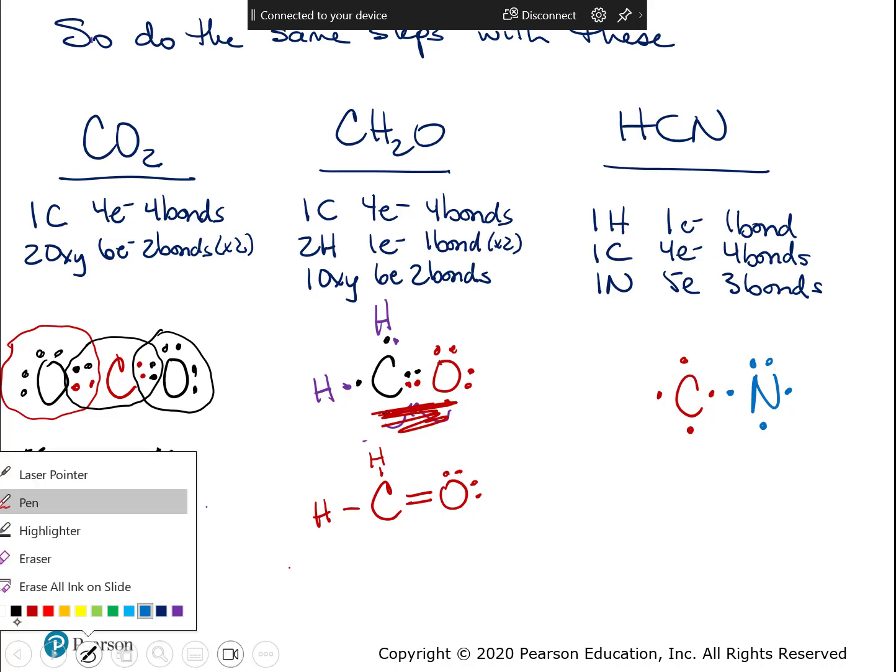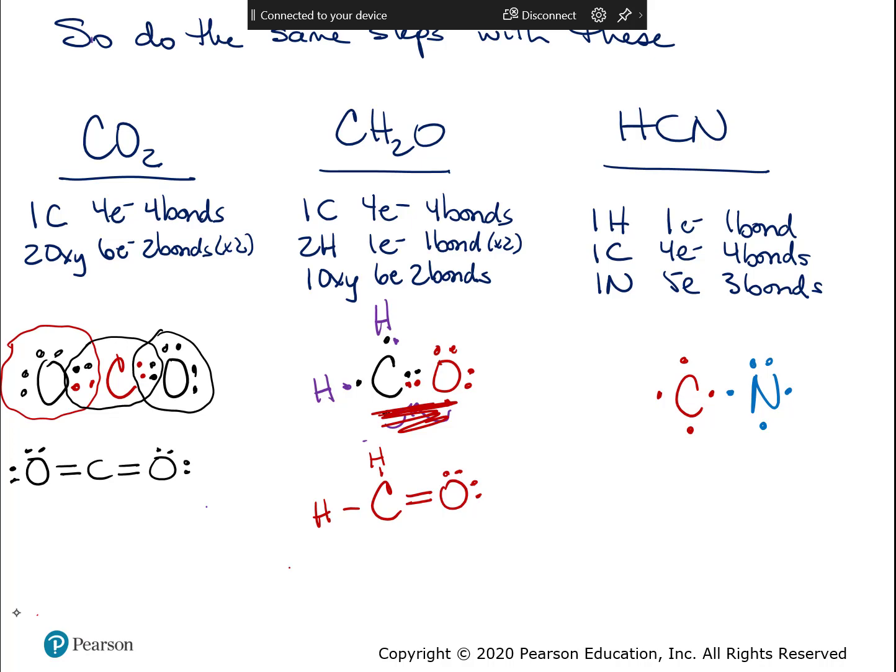Now I'm going to add the last one. Where do I add it to? Because it has the most empty dots, right? So carbon still has like 3 empty dots, 3 that need pairs. Nitrogen only needs 2. Everybody see that? So that dictates that the hydrogen has to go over here.